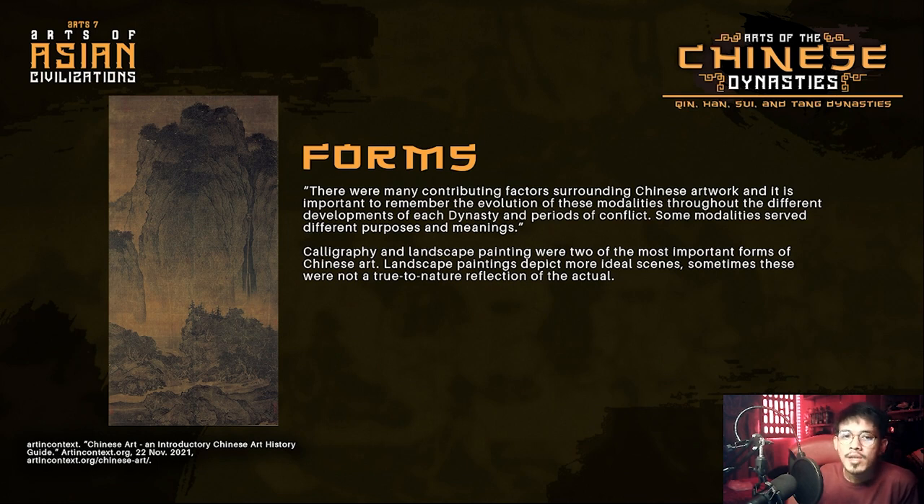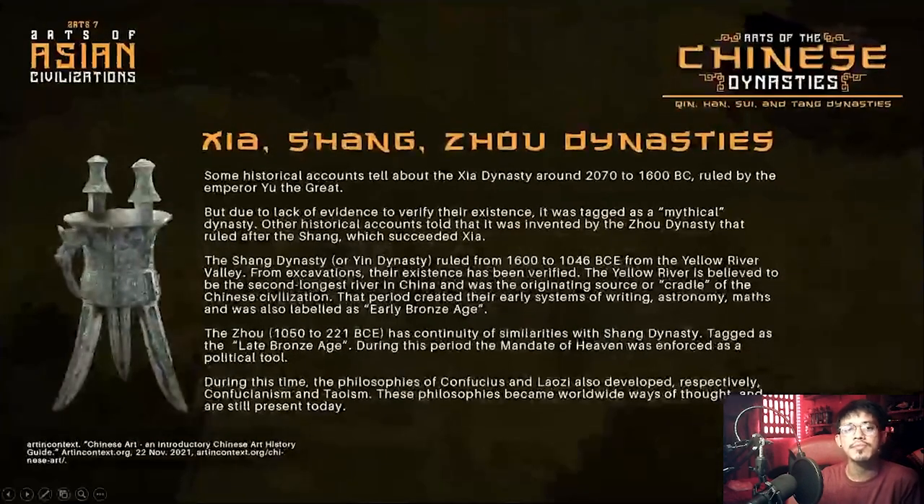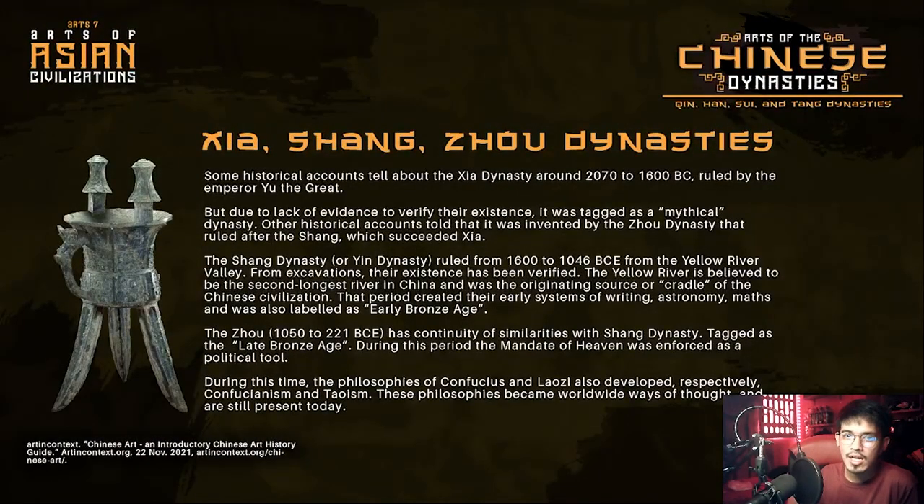Ayan. Of course, calligraphy and landscape painting were two of the most important forms in Chinese art. And landscape paintings are very common in Chinese art. Ayan. So sometimes they were depicted ideal and not actually what it seems to be in reality. Okay, so let's start with the Xia, Shang, and Zhou dynasties. Ayan, so we will just go through this.